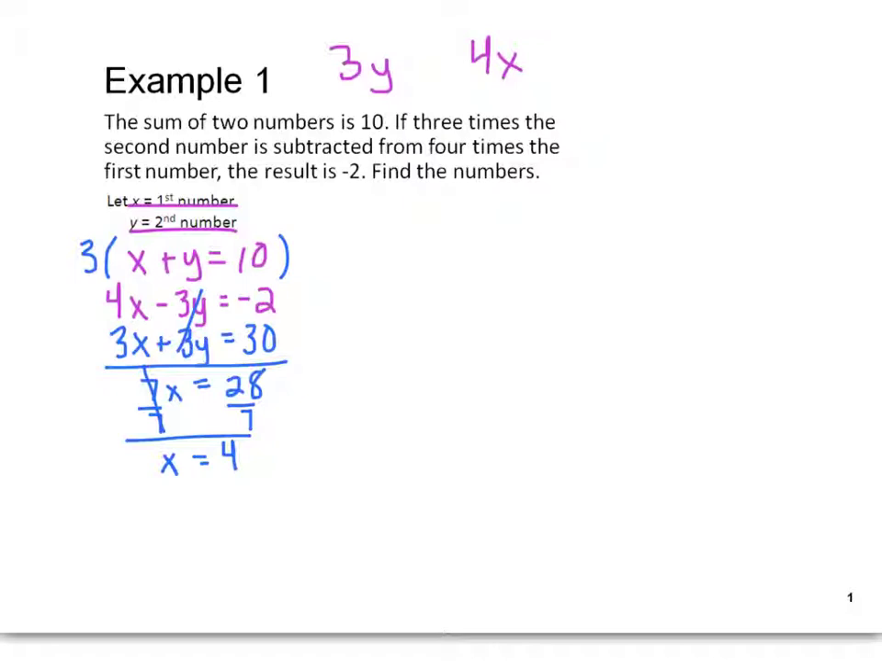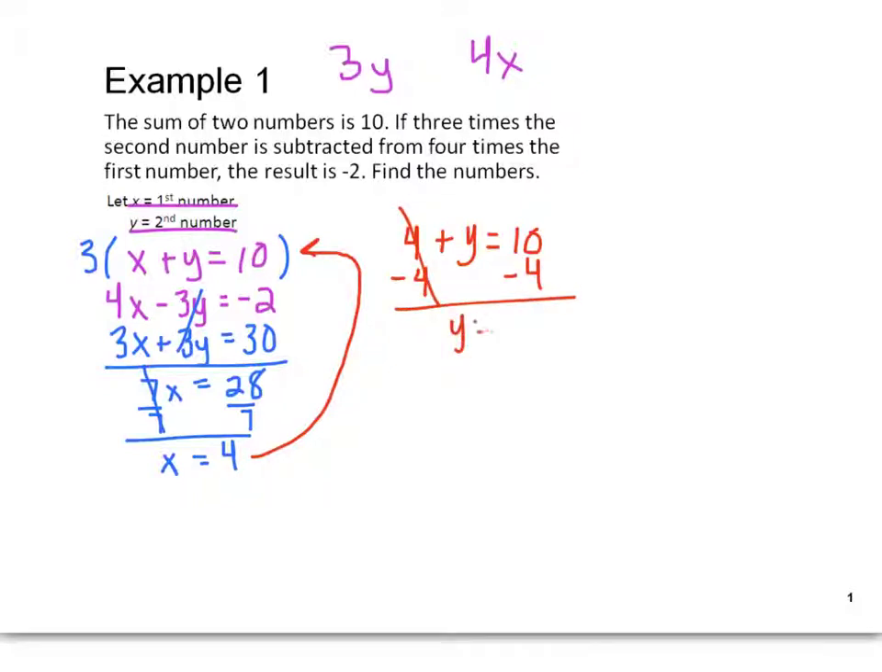That's our first number, but it asks us to find the numbers, so find both of them. So we have to take this and plug it back in up here. I recommend the first equation. It'll be the easiest one. So 4 plus y equals 10. So I subtract 4 from both sides. y equals 6. So our two numbers are 4 and 6.